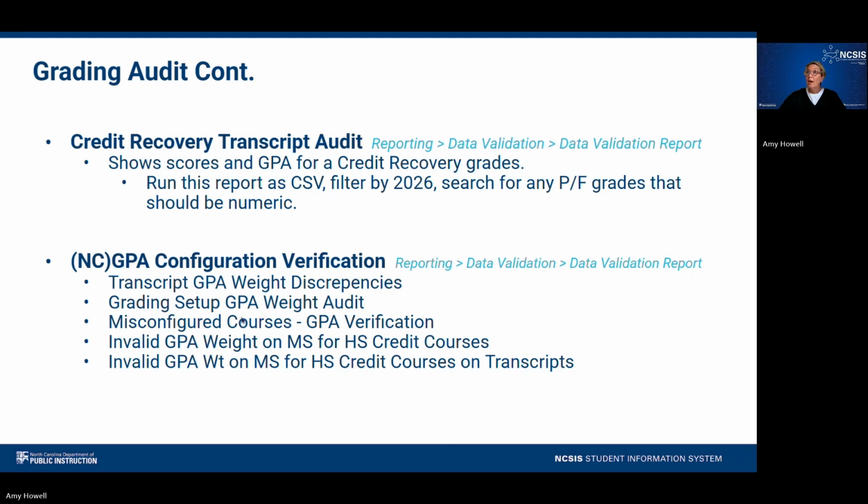Another grading audit is the GPA configuration verification report, also found in data validation reports. This is going to give you your transcript GPA weight discrepancies, grading setup GPA weight audits, and misconfigured courses, which is a nice handy one. This comes up in a couple other validation reports too. Invalid GPA weights on middle school for high school credit courses will list the course itself if it's been set up incorrectly. And then you'll also get transcript grades for middle school for high school credit courses that have a GPA weight on them. We know that that should not be.